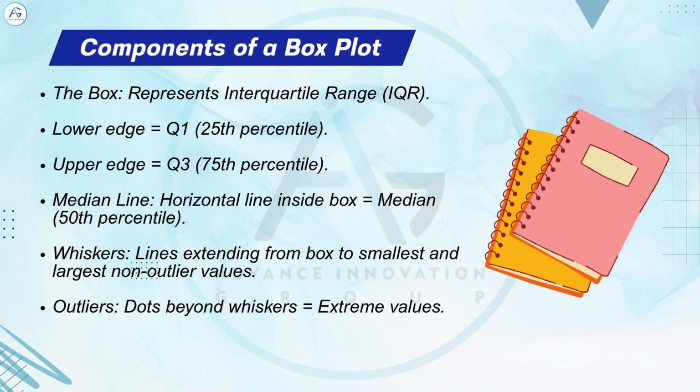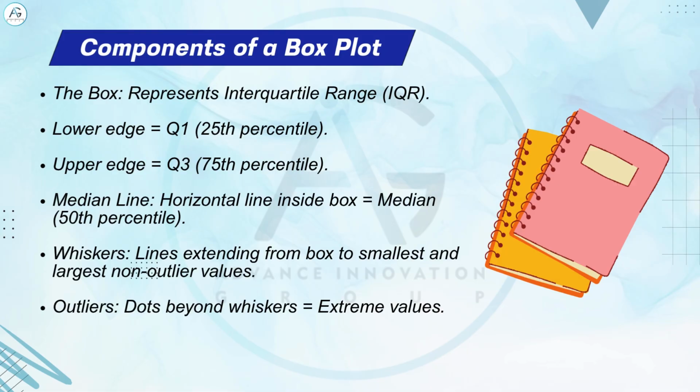about the data. The box itself represents the interquartile range, or IQR. That's the middle 50% of the data. The lower edge of the box marks Q1, the 25th percentile, meaning 25% of the data fall below this point. The upper edge marks Q3, the 75th percentile, so 75% of the data fall below that value. Inside the box, we have a horizontal line. This is the median, or the 50th percentile. It shows the middle of the data set.